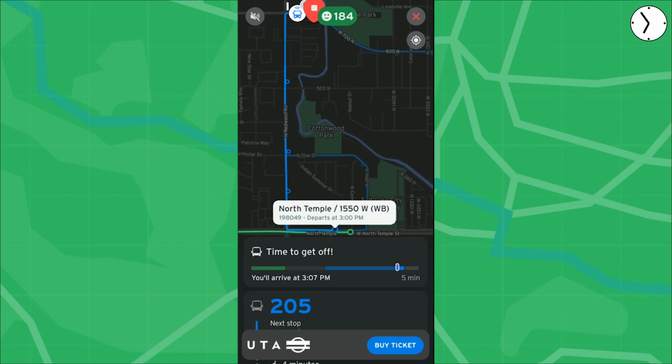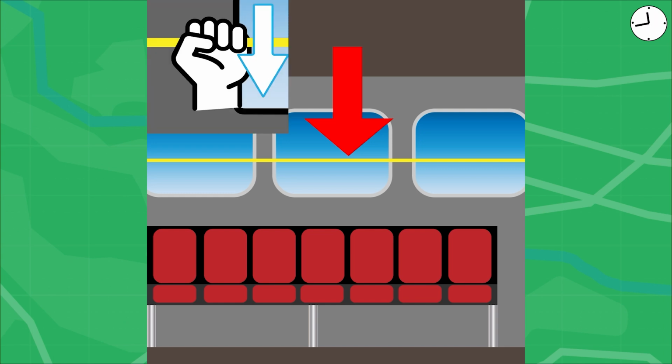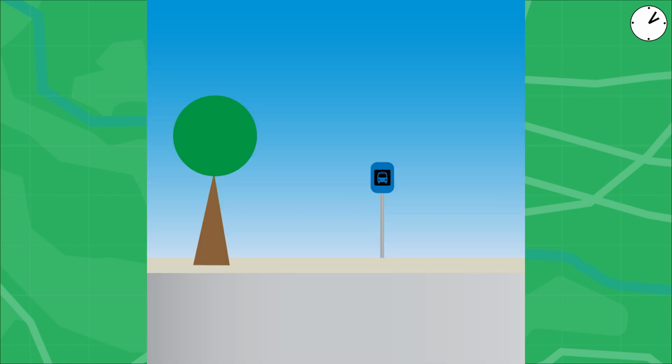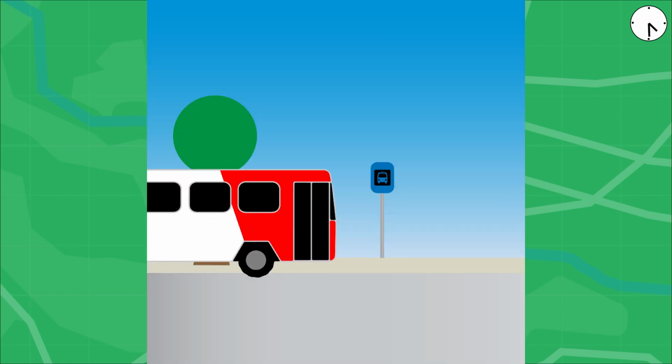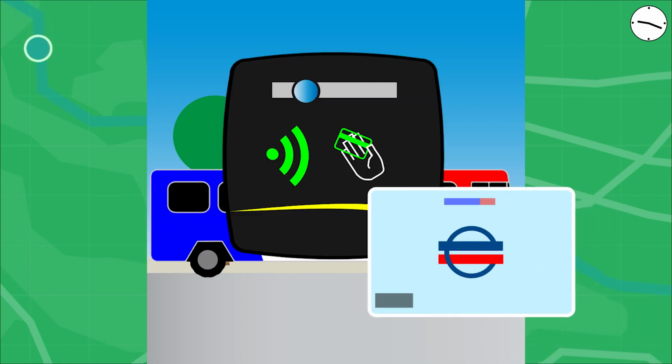Now that we're approaching our stop, we need to tell the bus driver that we need to get off, and we can do so by pulling the yellow rope. If you don't see a yellow rope, there's often a red button that does the exact same thing. Once they come to a stop, we scan our card, and that's it.